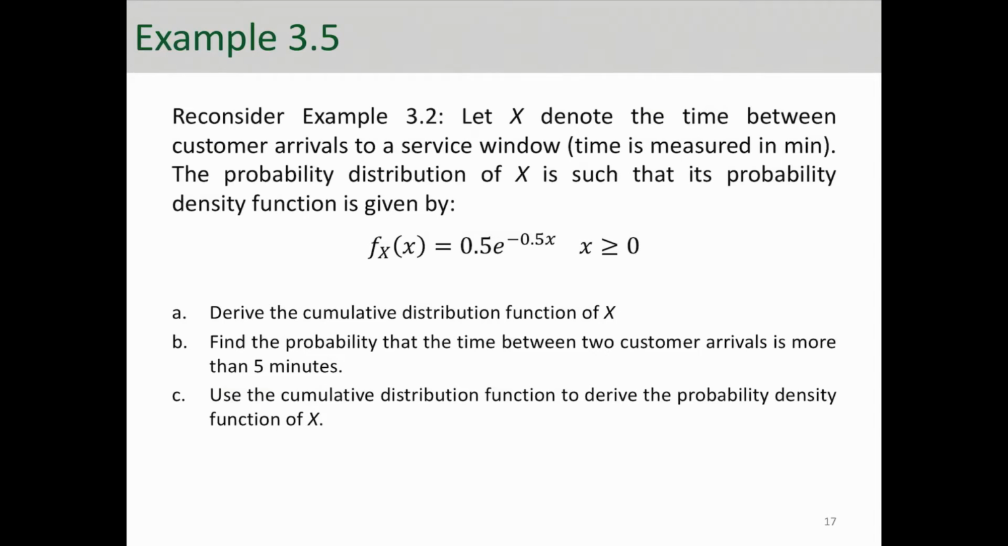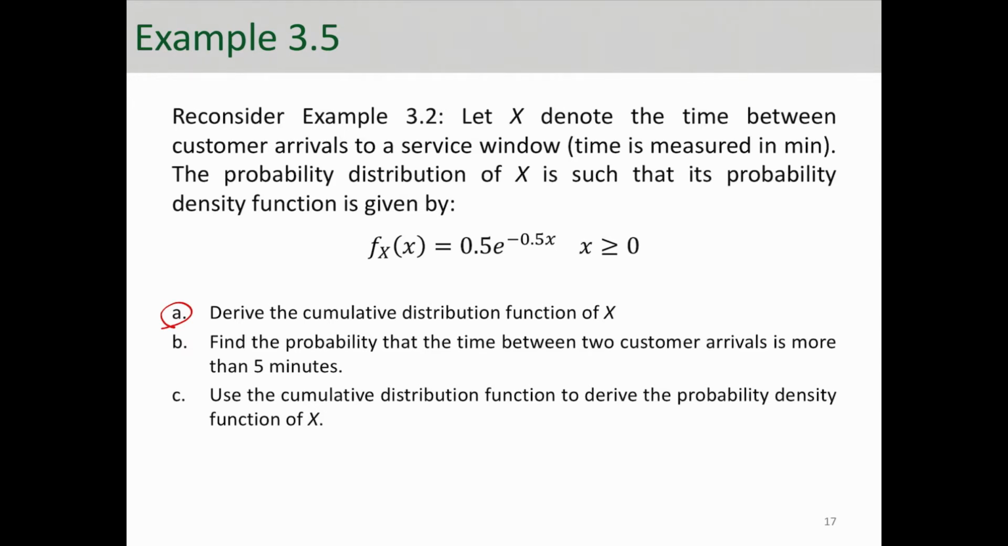Now let's go ahead and get to the next example on how to derive CDF functions from PDF functions and use them to calculate probabilities. So let's reconsider example 3.2, where X is the time between customer arrivals to a service window measured in minutes, and the PDF function was given to us when X values are non-negative. And we want to derive the cumulative distribution function here.